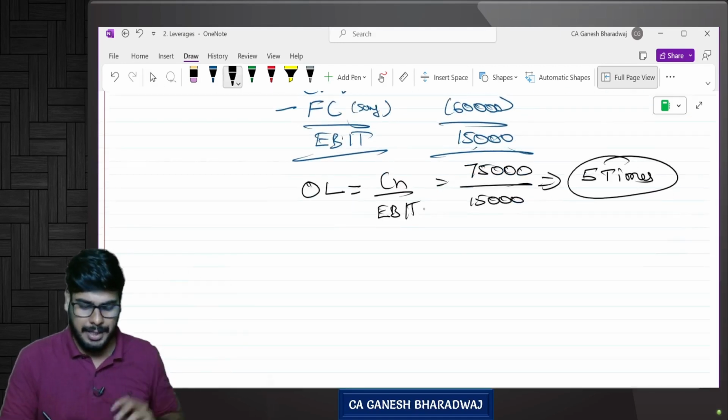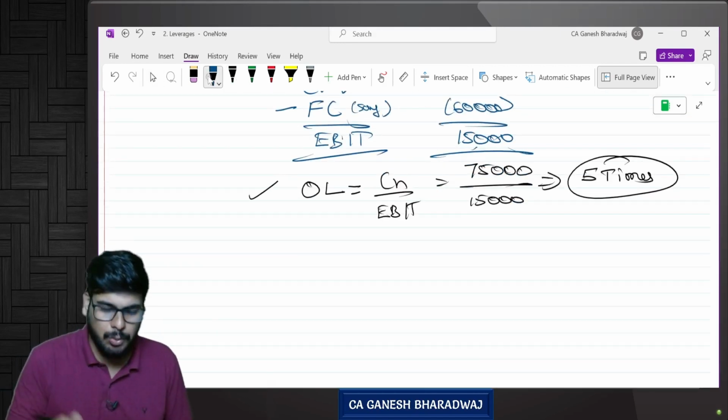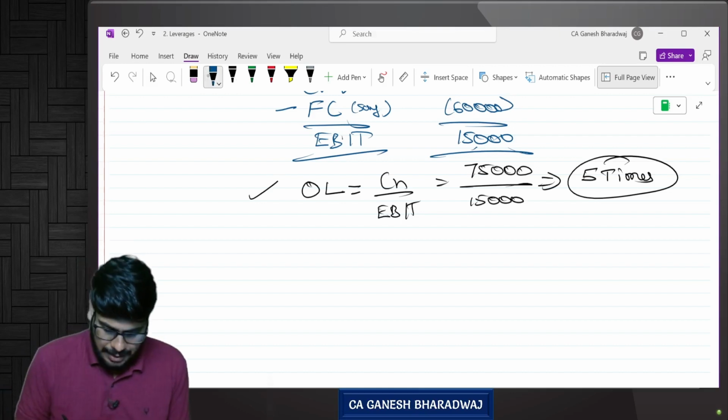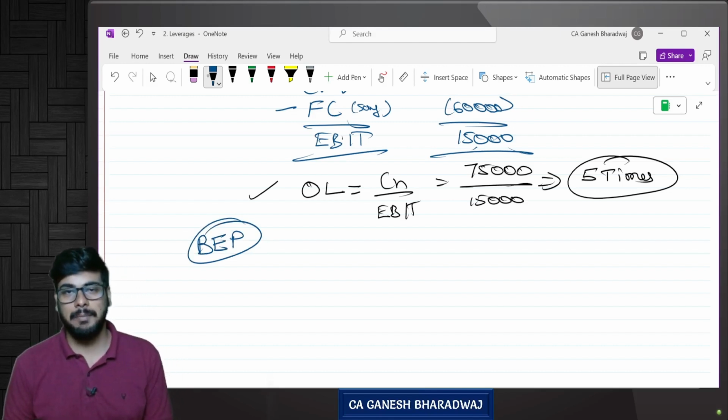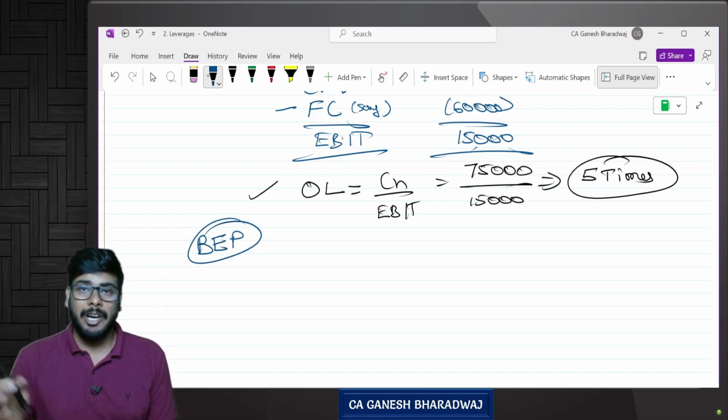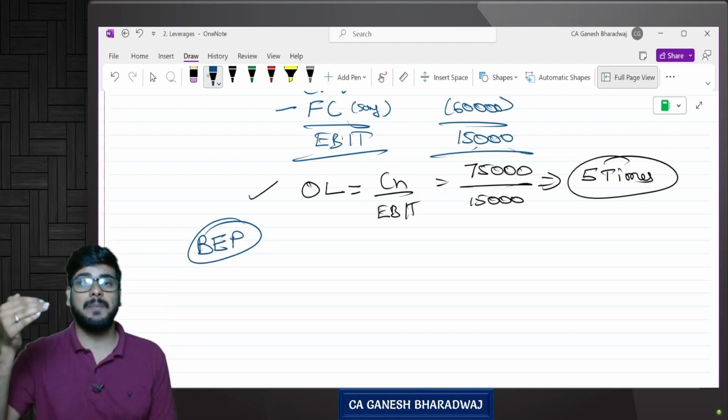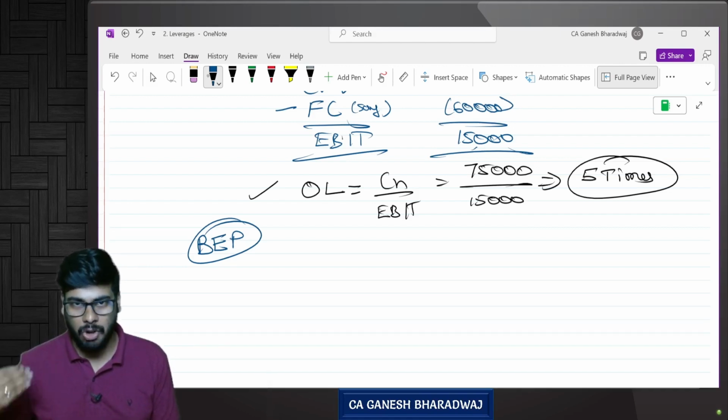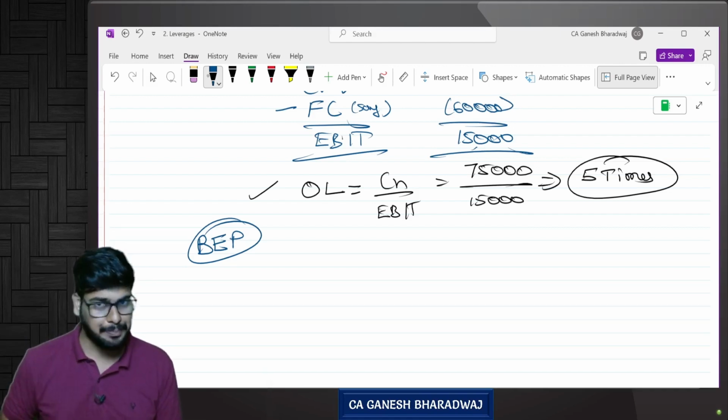This is what we have already seen. Now let us go back to a little bit of costing. First, calculate the break-even point. Sir, what do you mean by break-even point? The point of sale that makes my EBIT 0 is called the break-even point, correct?